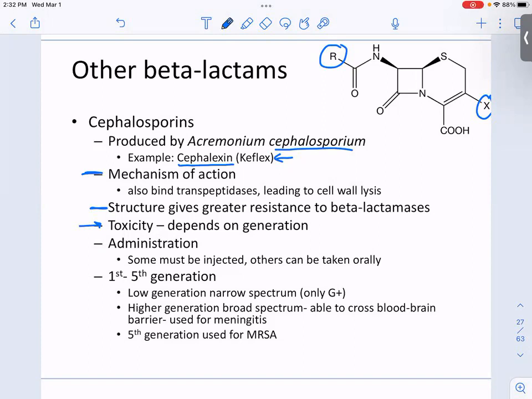Some of the later generation ones, the higher generations, will actually cross the blood-brain barrier. Most pathogens can't do that, but the ones that cause meningitis can. So we need drugs that will follow them there. They can cross that blood-brain barrier, but again, there's toxicity issues, so we have to dose that out just right and only give them by IV. And then the 5th generation, that's one of the drugs that's different enough from beta lactams that it sometimes will show some activity against MRSA. And I've heard that even some people that are allergic to penicillin are able to take the later generation cephalosporins as well.